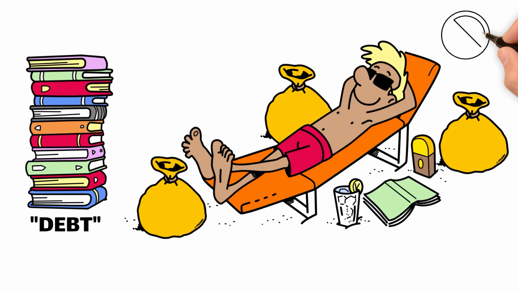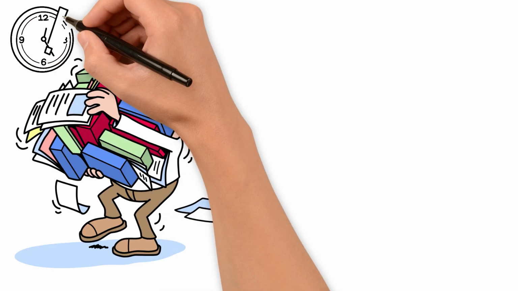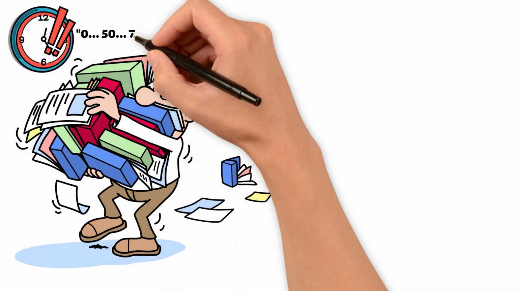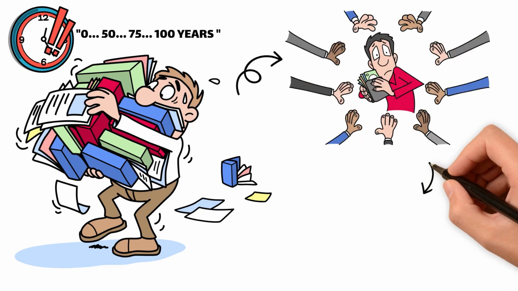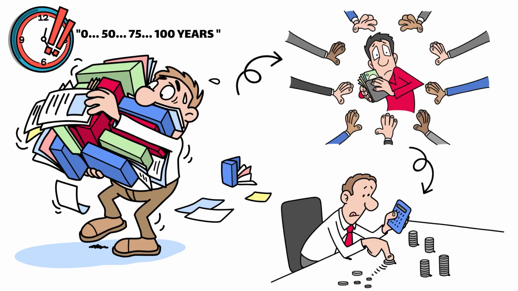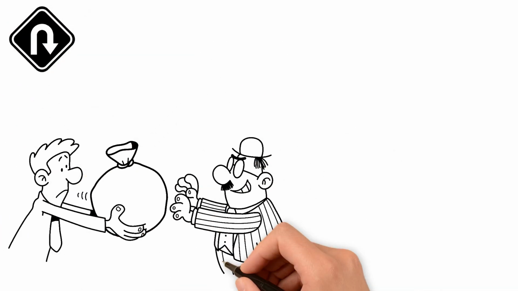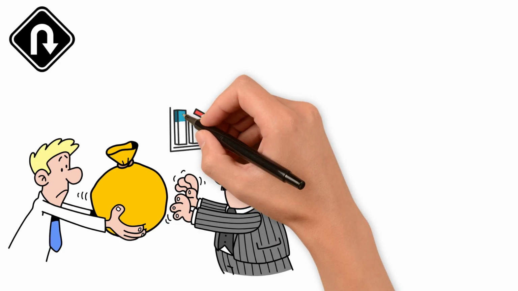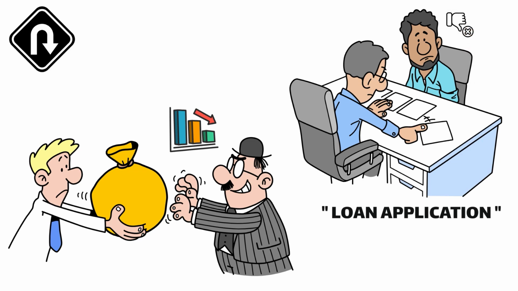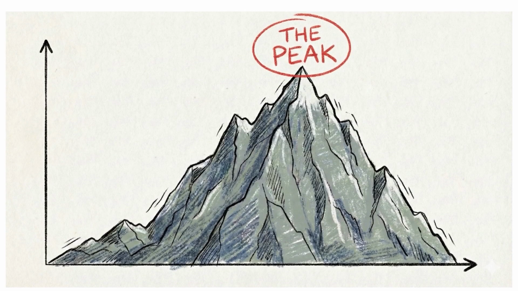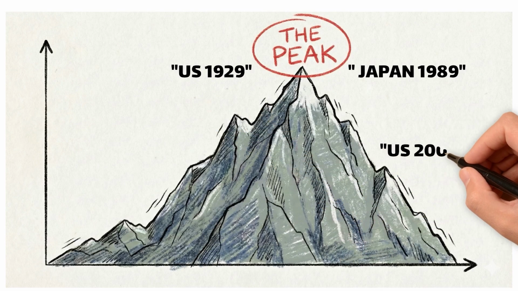But this cannot continue forever. Eventually, the debt burden becomes too large. This takes roughly 75 to 100 years. At some point, debt repayments start growing faster than incomes, forcing people to cut back on spending. And the reverse cycle begins. Since one person's spending is another person's income, incomes begin to fall. This makes people less creditworthy, causing borrowing to go down. The cycle reverses. This is the peak. This happened in Japan in 1989 and in the US in 1929 and 2008.